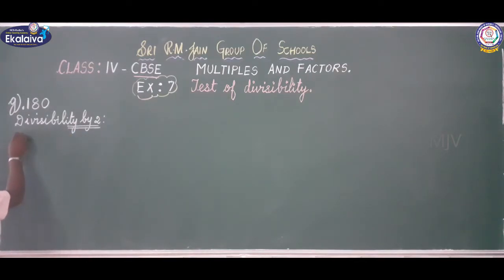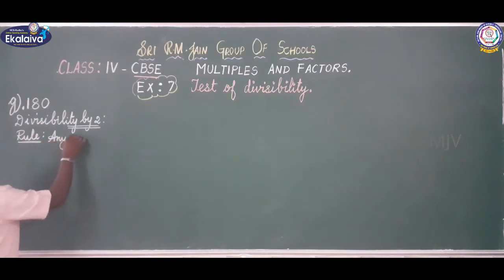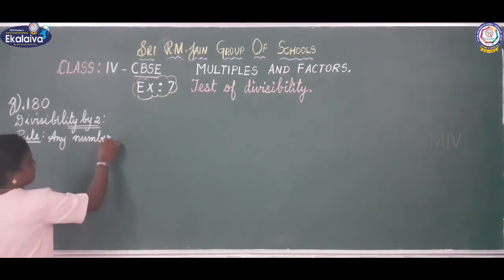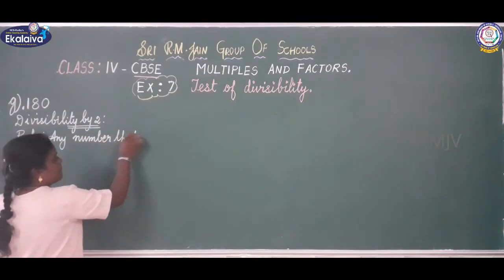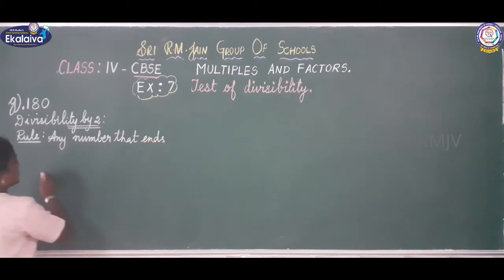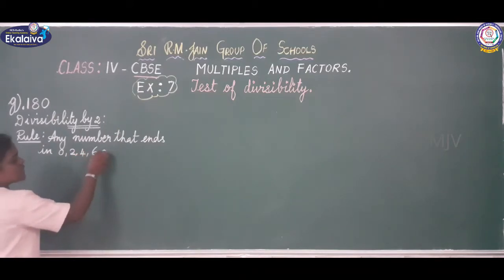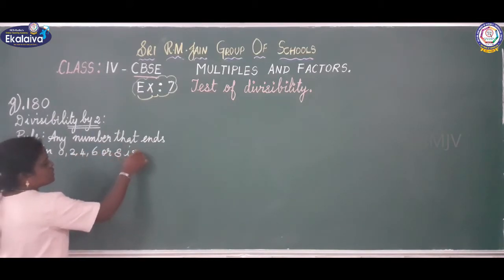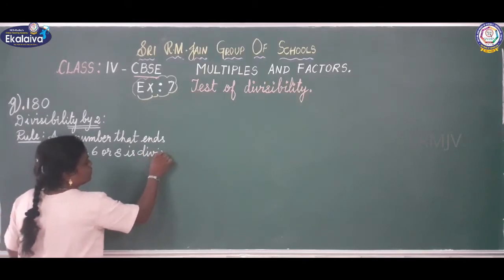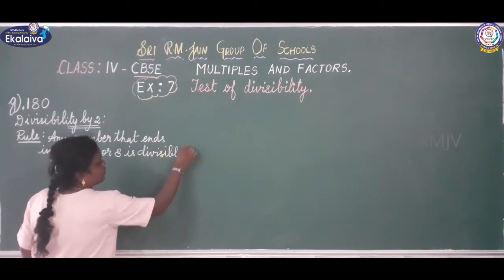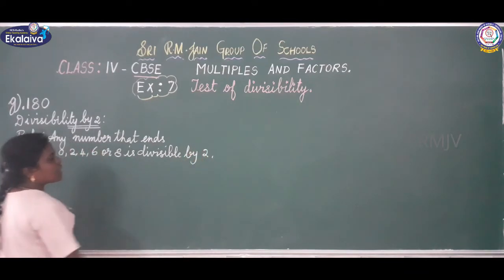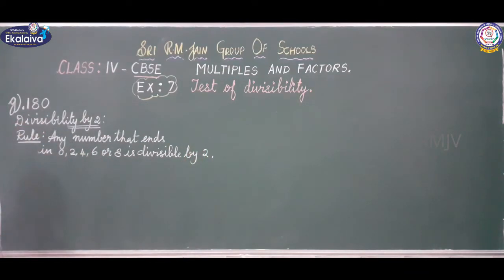So, divisibility by 2, the rule is: any number that ends in 0, 2, 4, 6 or 8 is divisible by 2. Here look at the given number, children. 180 is the given number.